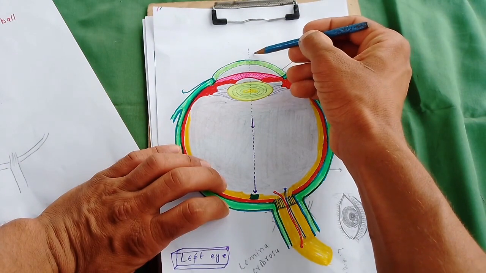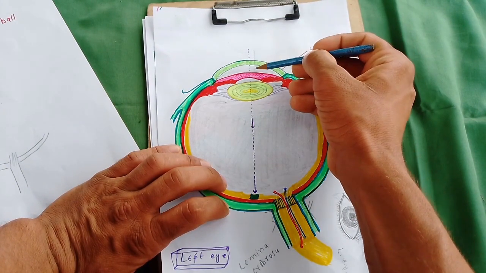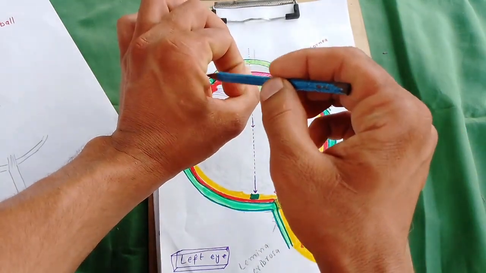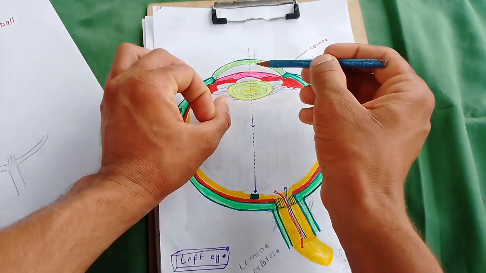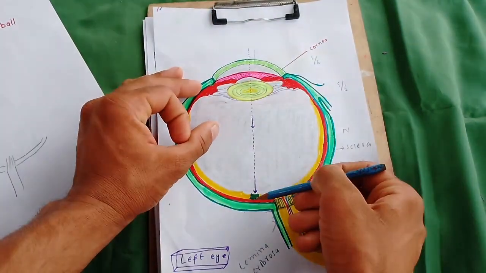So when light falls, it passes through the cornea, then through the vitreous humor, then through the pupil. This is the hole. Through this hole, and here is the lens, it passes through the lens and strikes the retina.